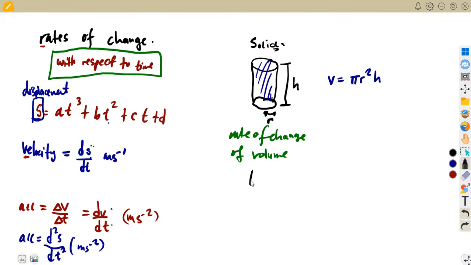So if we are to write this, it follows that dV/dt, that is the rate of change of volume with respect to time, is going to be equal to, take note of what we need here. Let's say we are talking in terms of the radius. So it is going to be the derivative of the volume with respect to the radius, then the derivative of that radius with respect to time, like this. So this is going to be an expression for the derivative of volume with respect to time.